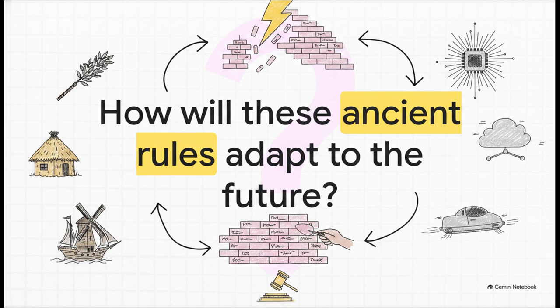But it leaves us with a really provocative question. As technology and society evolve at lightning speed, how will this highly structured, historically grounded system handle the completely unprecedented cases of our future? Will the old bricks hold up, or are we going to need entirely new courts?